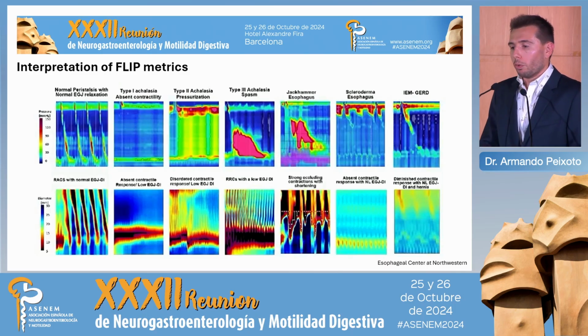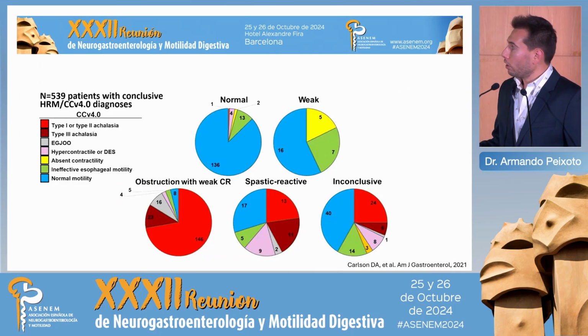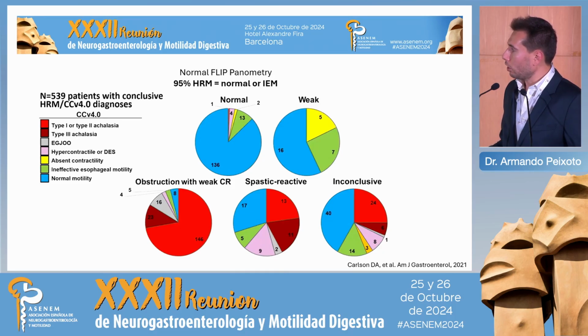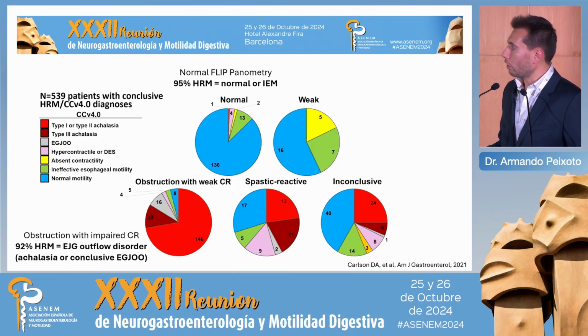When we look retrospectively at patients that were submitted to a high-resolution manometry and then submit those patients to an ENDOFLIP, we surely get the best results on normal tests or no clearly pathologic tests, with obstruction and a weak contractile response, in which almost all of the cases are detected on ENDOFLIP.